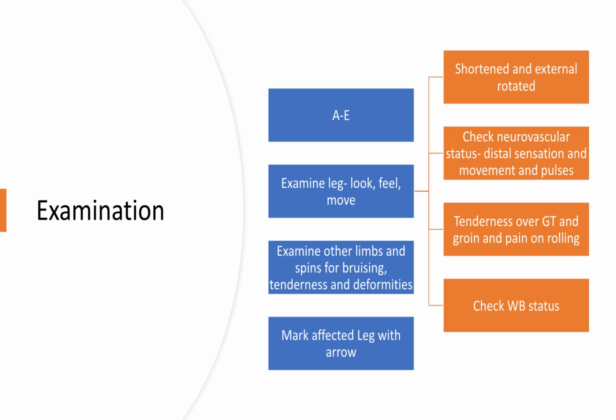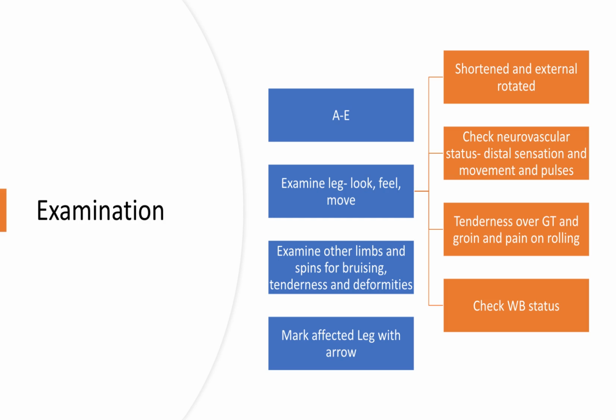Do they have tenderness over their GT? That would make you think that they do have a hip fracture. In their groin, when you roll their leg, do they have pain on rolling of their leg? And that also makes you think that there's a hip fracture. And can they weight bear? Sometimes you do have patients who are very delirious, who have dementia, that are able to somehow walk around on their broken hip, but most likely they're not going to be able to walk around.